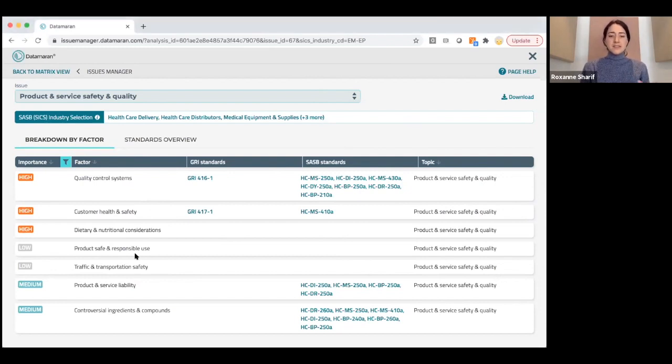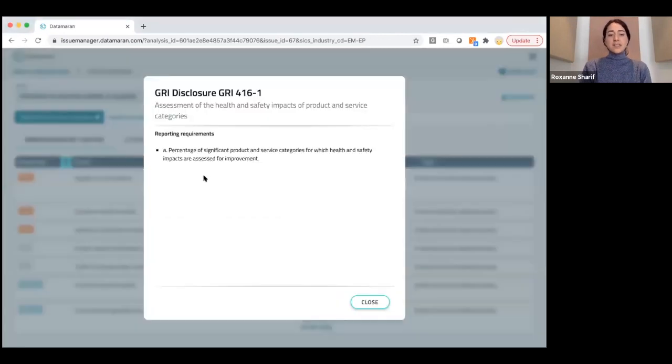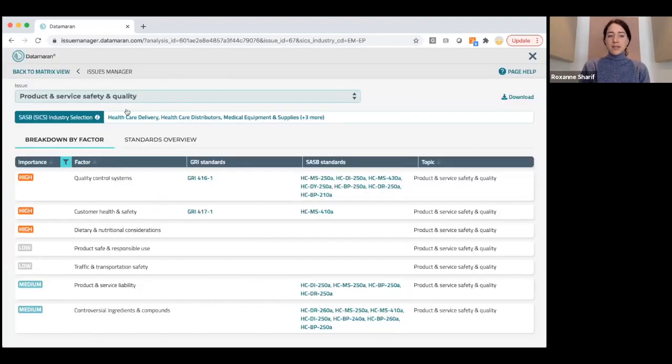So kind of back to this concept of double materiality. We have each of those factors mapped to both the Global Reporting Initiative standards and the Sustainability Accounting Standards Board standards. So with GRI, their recommendations are really focused more on a company's impact and relevance to the environment and society. So I can click into these standards and I can begin to identify what measurable commitments we as a company might begin to develop for this factor and topic, product and service safety and quality.